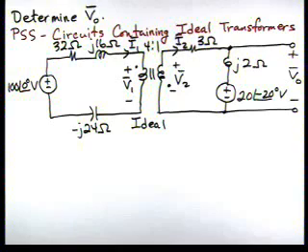Okay, in this problem we're asked to find V0. You can see where V0 is. We have an ideal transformer, so we're going to use our problem solving strategy entitled Circuits Containing Ideal Transformers.